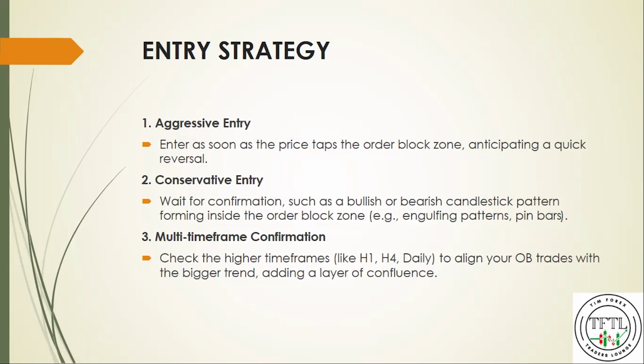You check higher time frames like 1 hour, 4 hour, daily to align your order block trades with the bigger trend, adding a layer of confluence. This is where we say the trend is your friend. If you are trading an order block, you have to check the higher time frames and align your order block trades with the bigger trend, adding a layer of confluence.